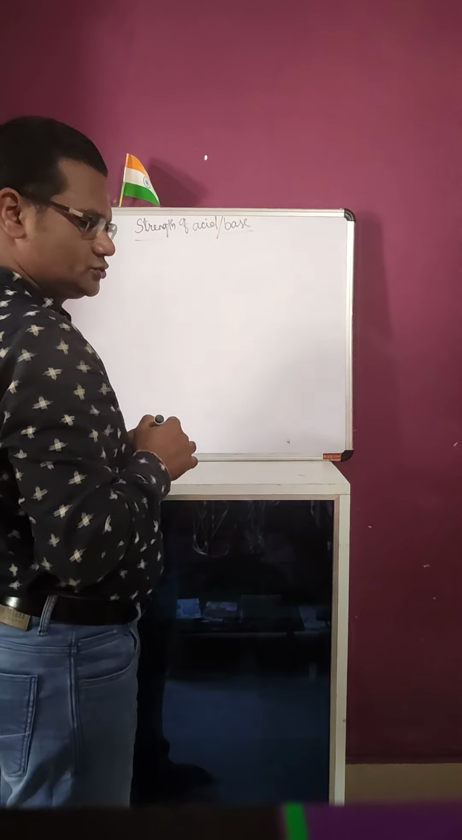Okay. So we will discuss the strength of an acid or a base. In order to understand the strength of an acid or a base, we again need to understand the term ionization constant. So what is the necessity of ionization constant? Since most of the biochemical reactions take place in aqueous medium, we need to understand the ionization of water.